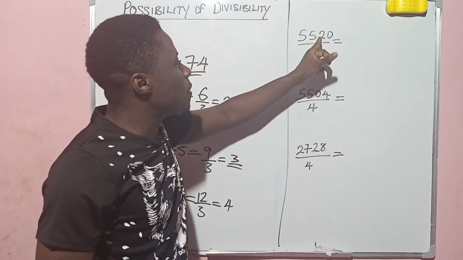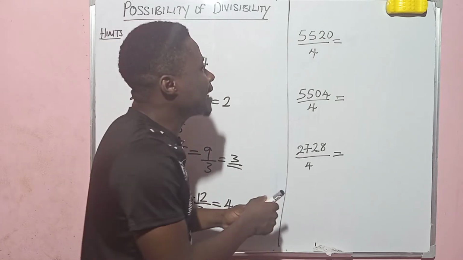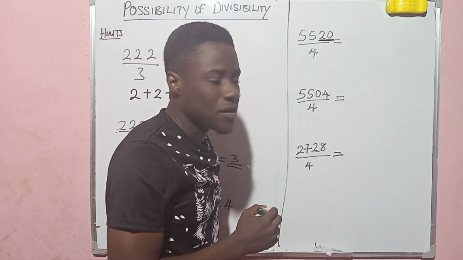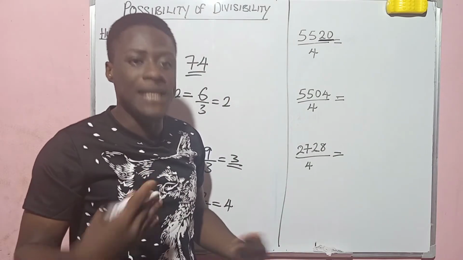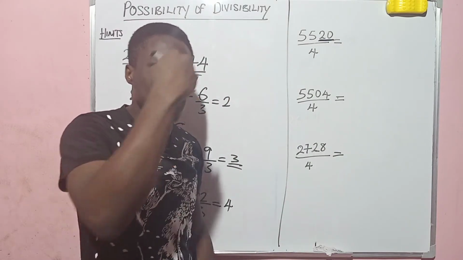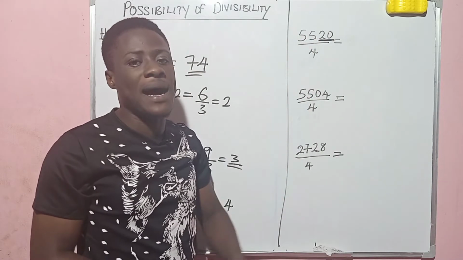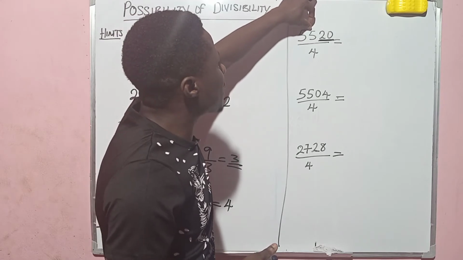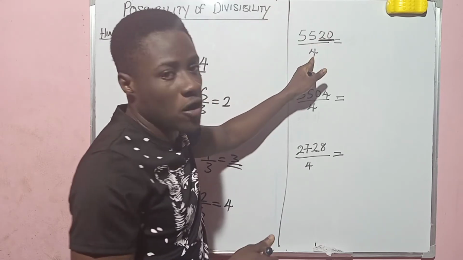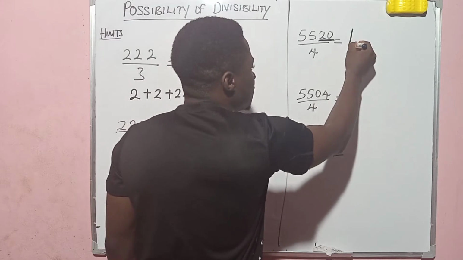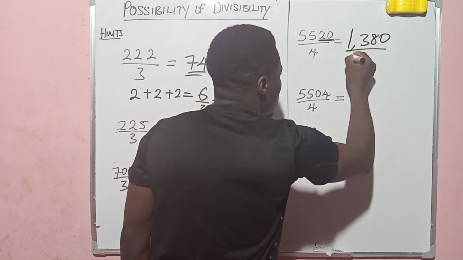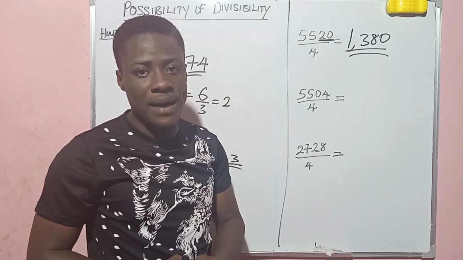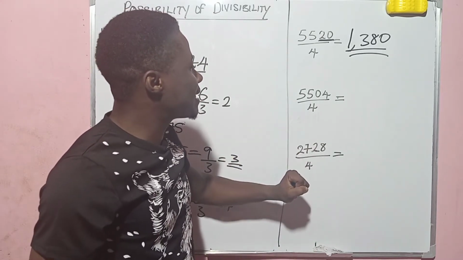5,520. If you observe this number, if you check the last 2 digits, we have 20. Is 20 divisible by 4? Yes. Once the last 2 digits are divisible by 4, automatically that number can be divided by 4. Okay, 5,520 divided by 4 will automatically give us 1,380, which means it is divisible by 4 since the last two digits are divisible by 4. Okay, let's check the second one.